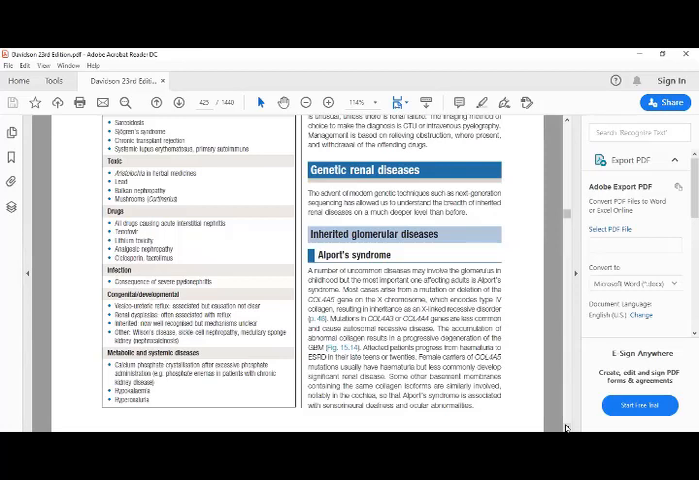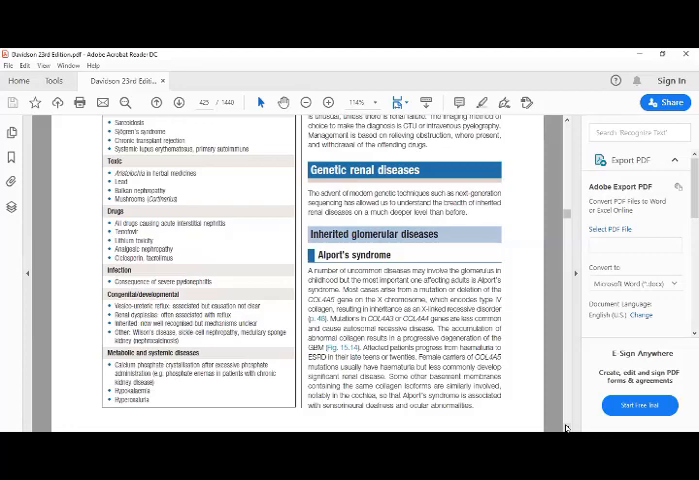nephropathy, medullary sponge kidney disease, nephrocalcinosis. Metabolic and systemic diseases include calcium phosphate crystallization after excessive phosphate administration, phosphate enemas in patients with chronic kidney disease, hypokalemia, and hyperoxaluria.